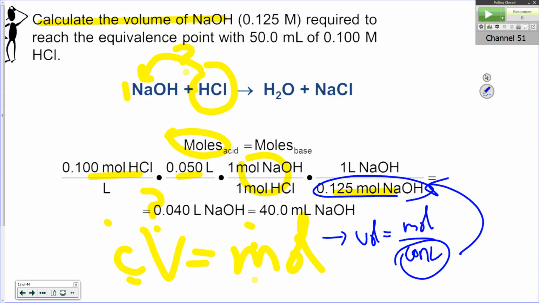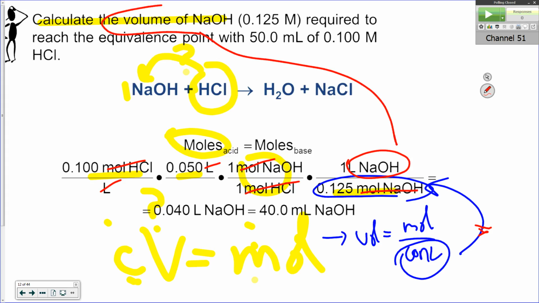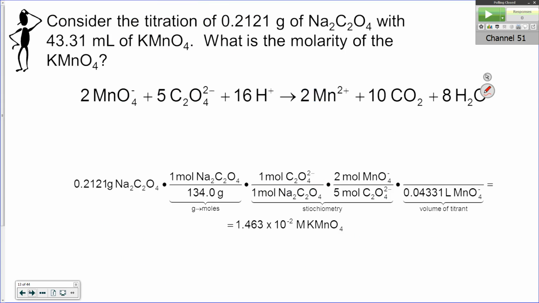And then the ultimate check is to do the dimensional analysis and see that all these units cancel out. Moles of HCl cancel out, liters cancel out, moles of NaOH cancel out. I'm left with liters of the compound that I'm looking for. That's my check. If I don't have what I'm looking for left on top, I don't have it set up right. So I encourage you to use dimensional analysis in your problems.